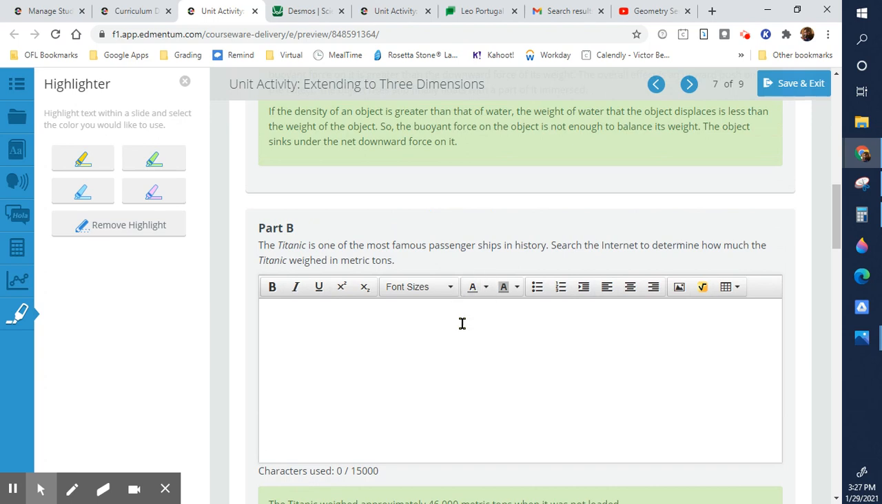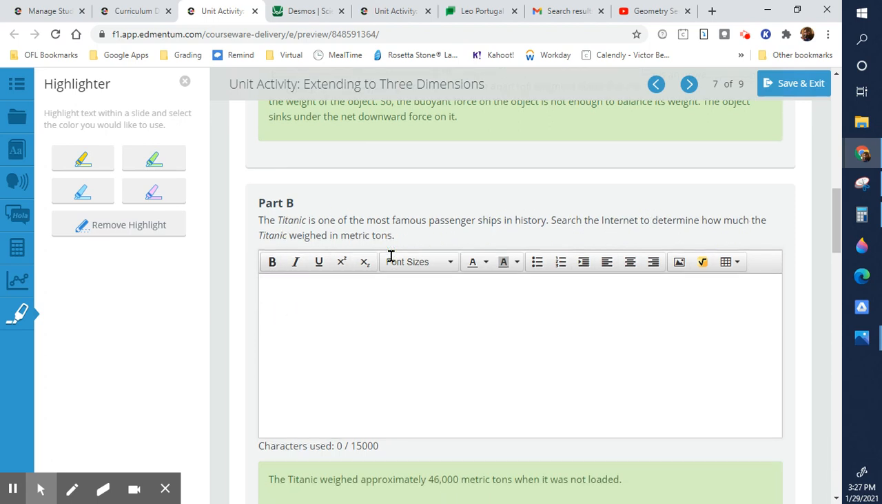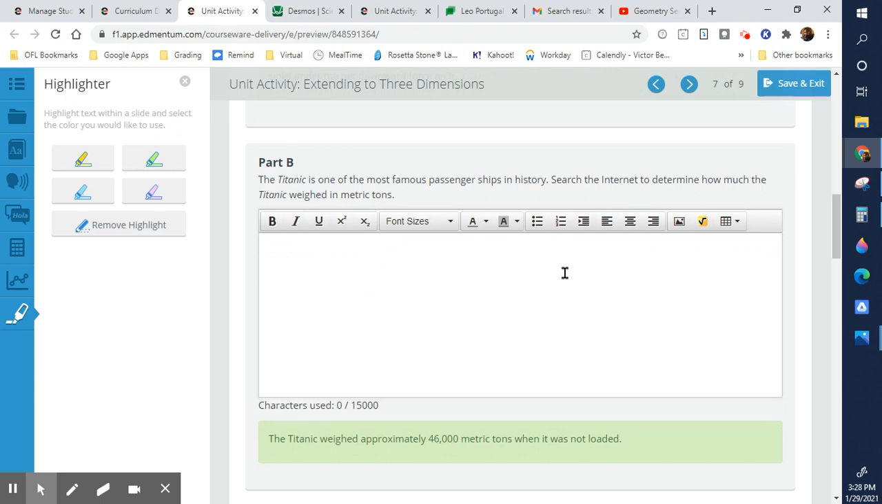So now we're going to talk about the Titanic, the ships. Search the internet to determine the weight in metric tons. This is a very simple thing. There's not much else to do. You just look it up online and you get the answer. They say about that much. I think this is not loaded. Oh, when it wasn't loaded.